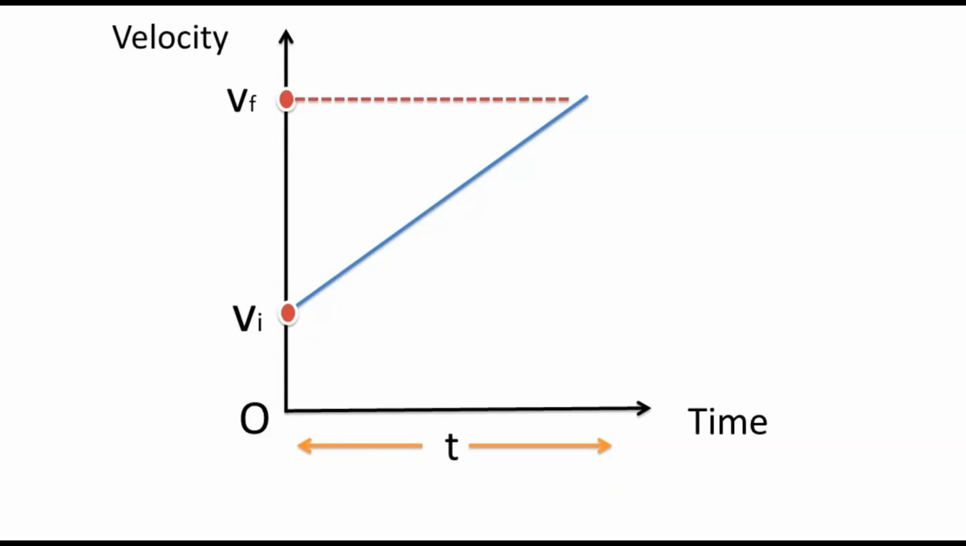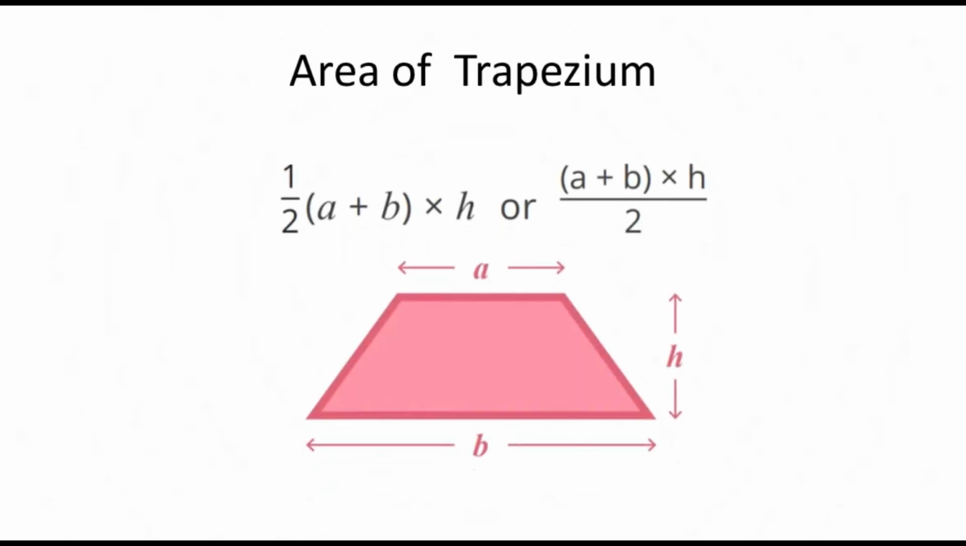In order to derive the third equation of motion, we should know what a trapezium is. A trapezium is a quadrilateral, which means that it has four sides. Out of the four sides, two of the sides are parallel to each other. By being parallel, it means that these two lines never crisscross each other, they never meet each other. These two parallel lines are known as bases. And here you can see the formula to calculate the area of a trapezium.